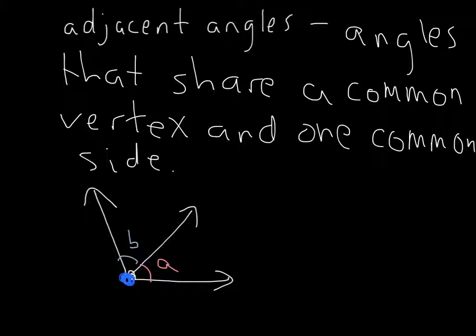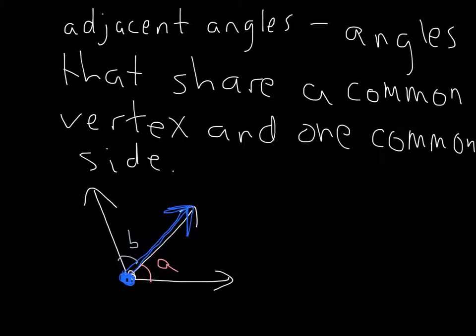But what they also have to do is share one side. You can think of them as next door neighbors, or like rooms that share a wall. And so the ray that is the common side is this one right here in the middle that I'm tracing in blue now. This ray is a side of both angles. That makes them adjacent. And so what I want us to do now is look at some angles and decide whether they're adjacent or not.